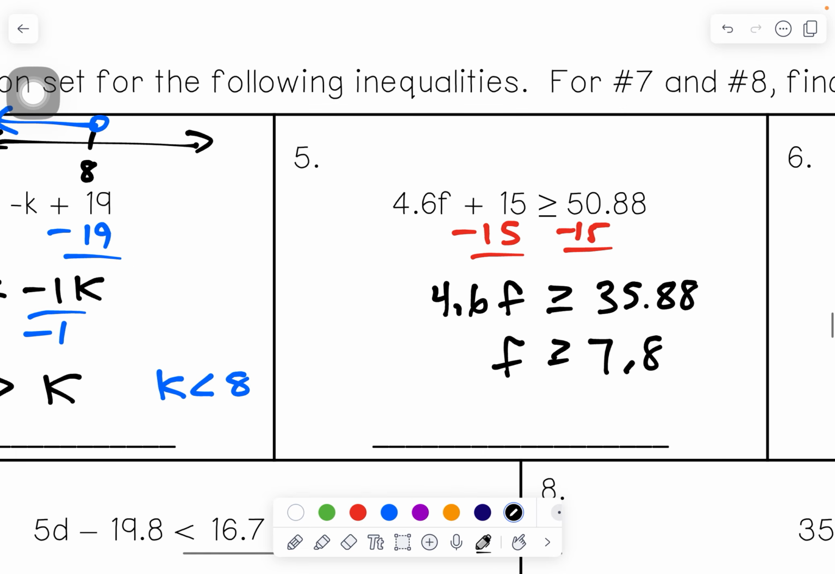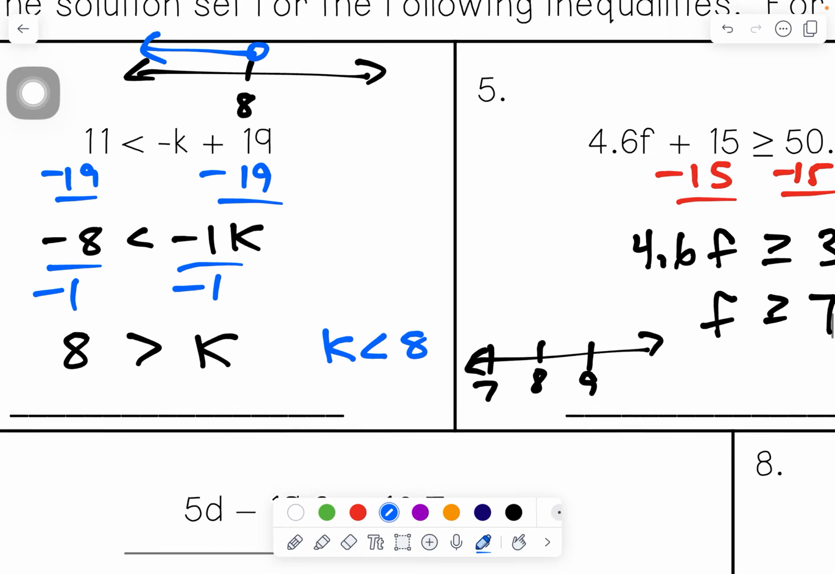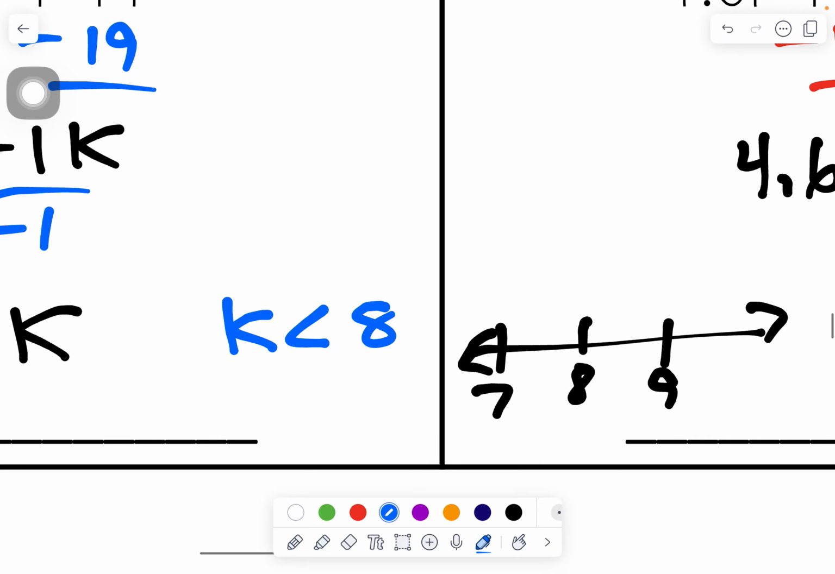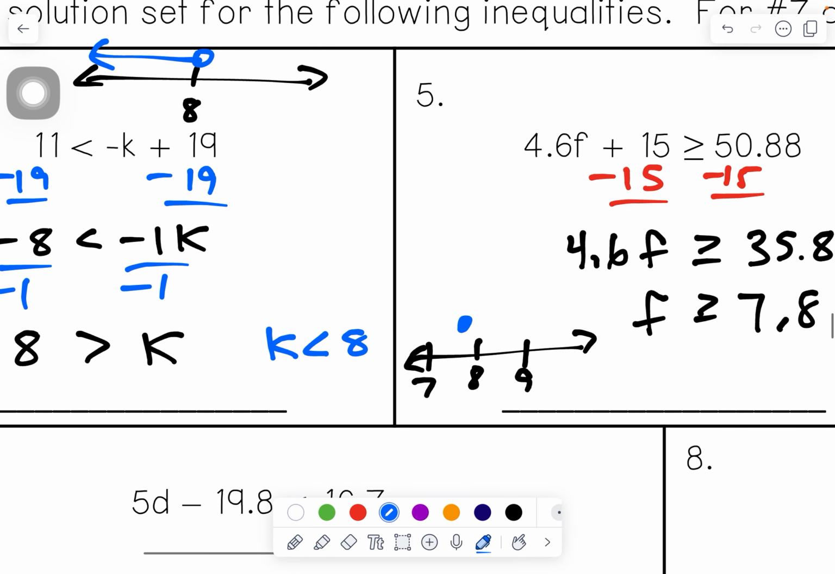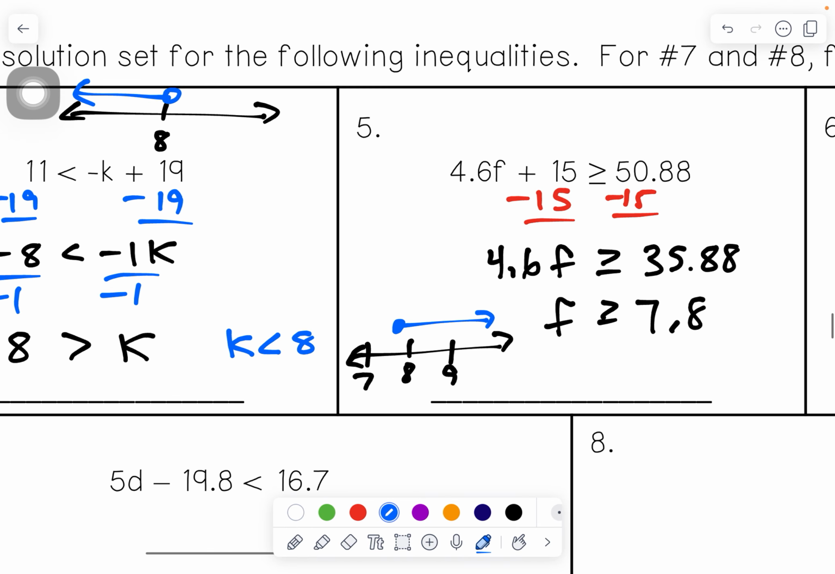Now, when you get a decimal value and you have to graph that on a number line, that's okay. If I drew my number line here and I put 7, 8 and 9, 7.8 is going to be close to 8. So I can just zoom in here and put a dot closer to the 8. It's colored in because it's a closed set, the equal to sign is there, and I'm going to shade to the right because it's a greater than symbol.